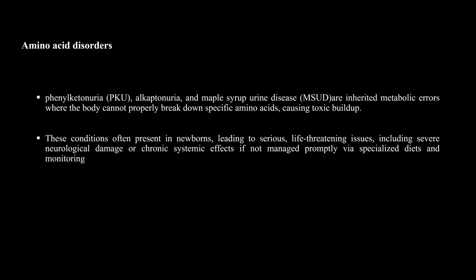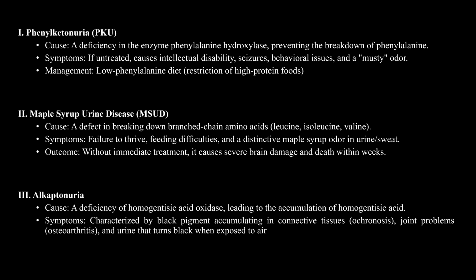Amino acid disorders. Maple syrup urine disease is an inherited metabolic condition where the body cannot properly break down amino acids, causing toxic buildup, leading to life-threatening issues including neurological damage or chronic systemic effects. Managing it requires proper diet and monitoring. Phenylketonuria affects breakdown of phenylalanine, with disability and behavioral issues; diet is low in phenylalanine.